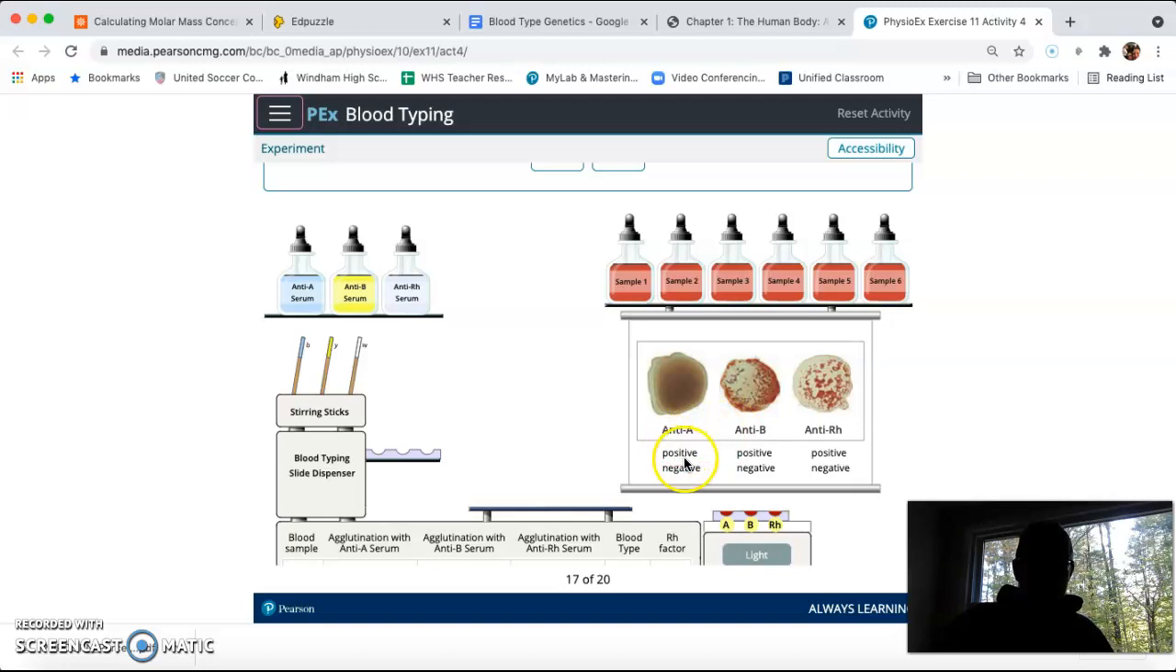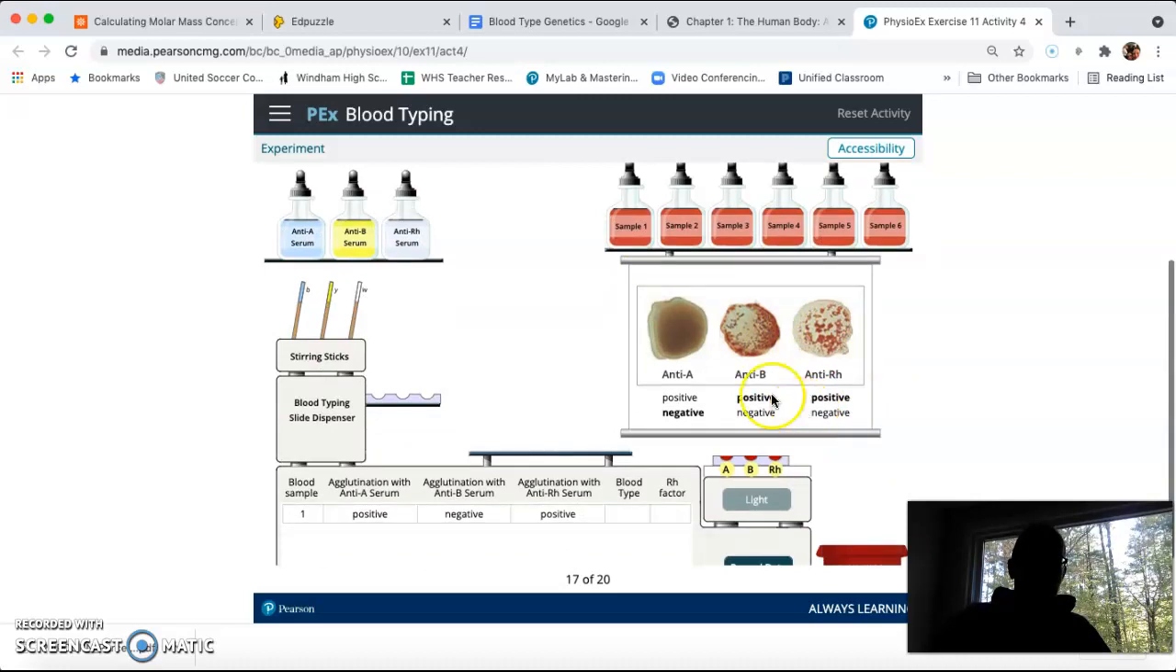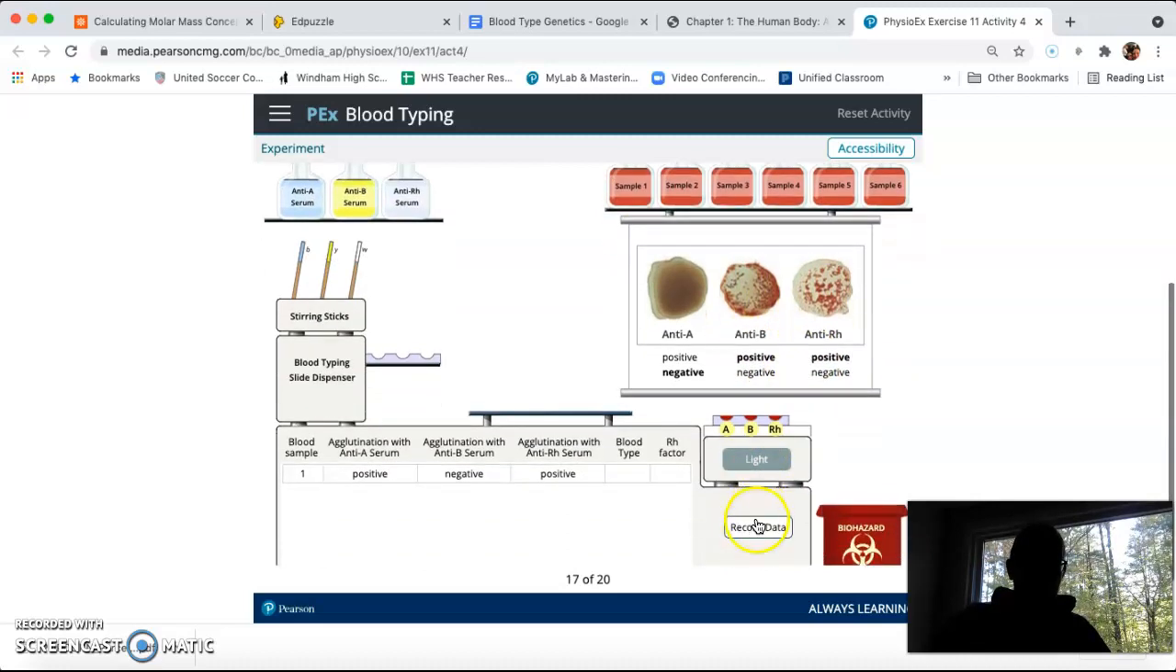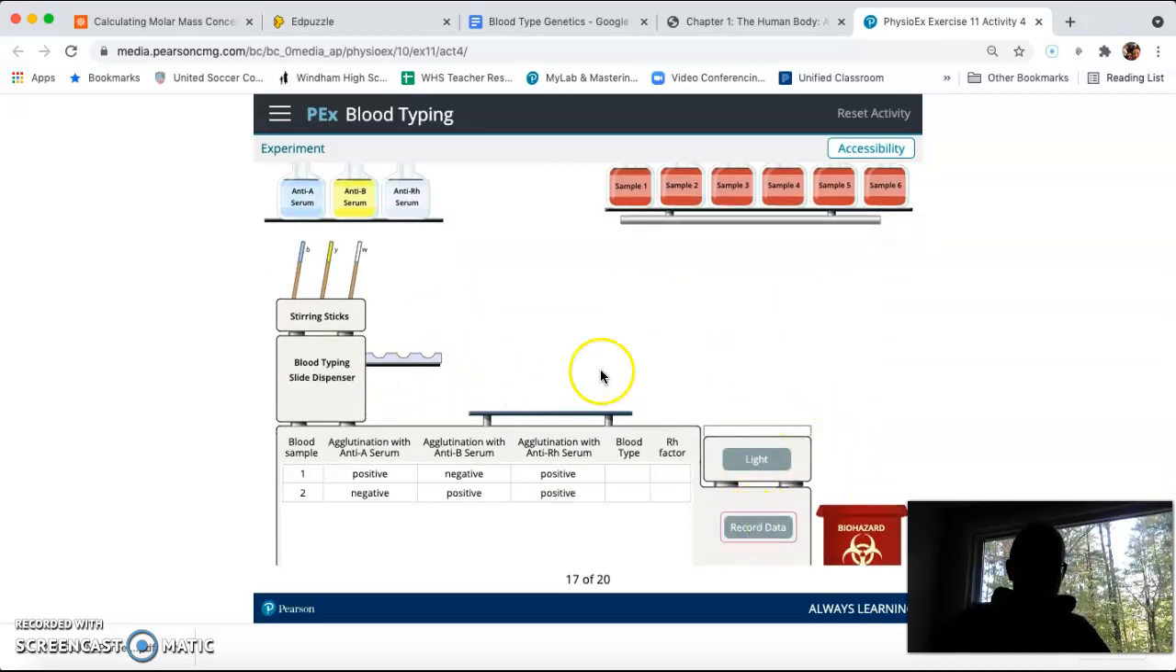So let's see what we got here with sample 2. It looks like there's nothing happening with anti-A, again, just blood mixed with antibodies, so that's a negative. Definitely a reaction with the anti-B. That looks very different from the previous sample, so that's positive. And we can see that the Rh reacted again. So we have the B and the Rh antigen in sample 2. Okay, so now we're going to do the same thing with sample 3.